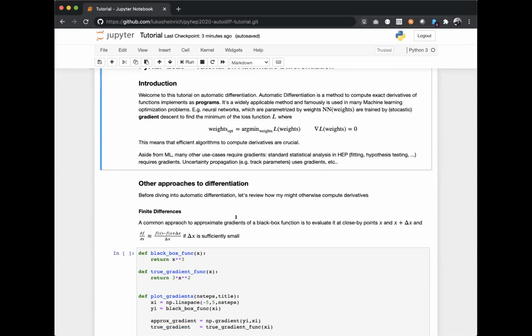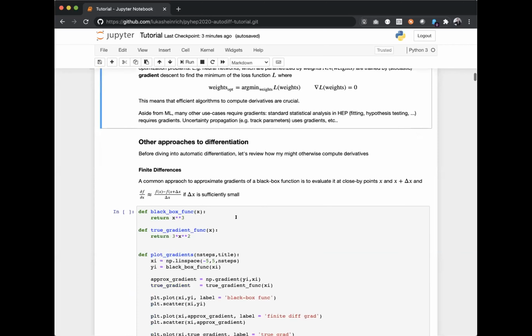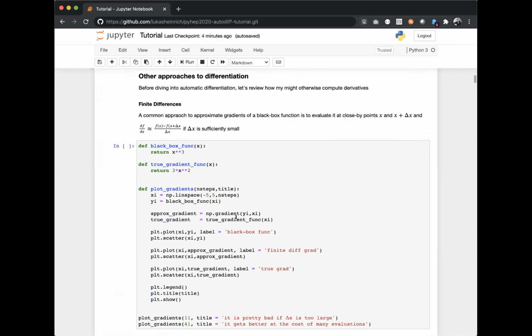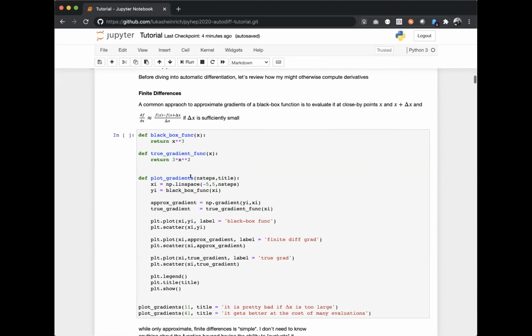Automatic differentiation is a very specific way to compute derivatives. But before we delve into that, we might want to review what other approaches we could take. The one that is probably best known is the finite differences approach. We all know from our pre-calculus class how to approximate gradients. You evaluate the function at two nearby points, and then you divide by the distance between the points, and the ratio of the differences is an approximation of the gradient. That becomes a good approximation if the spacing is sufficiently small. And so we can try to do this.